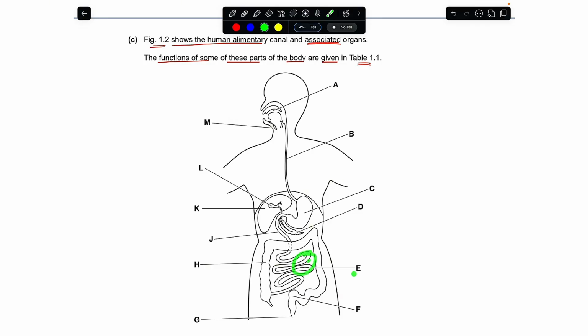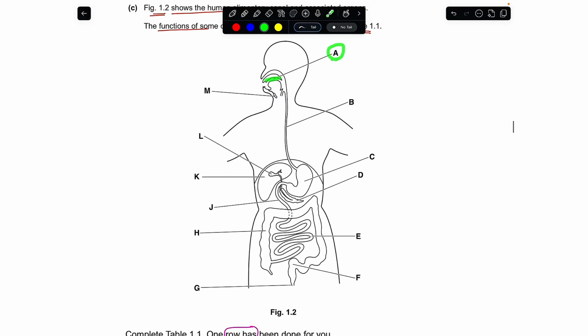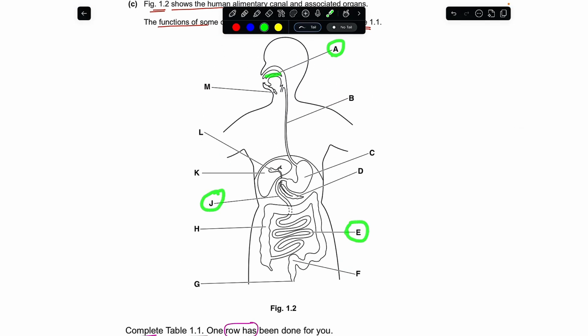Likewise, you can also write the letter E, because any starch that remains unbroken from the mouth comes to the small intestines all the way from the stomach. So here the pancreatic amylase comes. The pancreatic amylase can break down the starch at J and at E, and we have the salivary amylase splitting it at A. So you can write A, you can write J, you can write E.